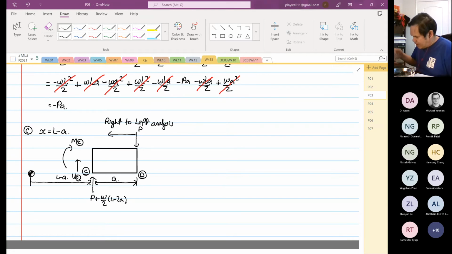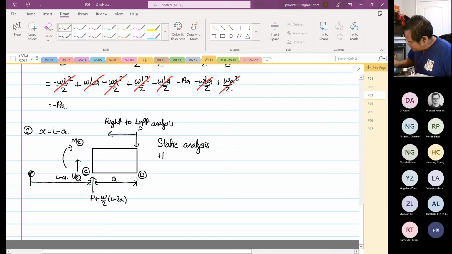Okay, so now all we have to do is positive shear and positive bending moment assumption again, and we do static analysis. So positive is going up, summation of forces in the y direction is equal to 0. So you have minus P plus P plus omega over 2 L minus 2A, plus V at point C, is equal to 0. So V at point C is equal to minus omega over 2 L minus 2A.